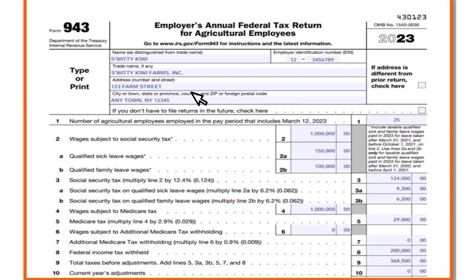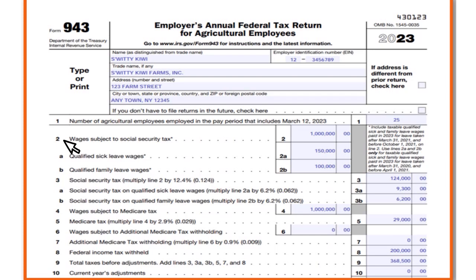And here, on line 1, you want to put the number of agricultural employees employed in the pay period that includes March 12, 2023. So here we put 25. You want to specify the number of applicable employees in this particular return, and you want to put the wages subject to your Social Security tax. So here we put $1 million, and you want to specify the qualified sick leave wages. It's one of those things where your situation might be different from ours, but we put this for the sake of this exercise. And you want to put the qualified family leave wages here as well.